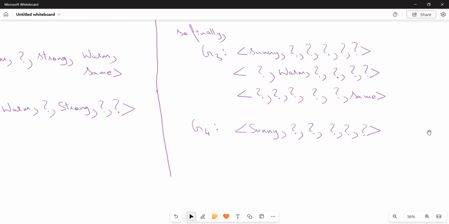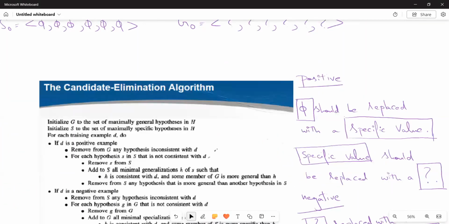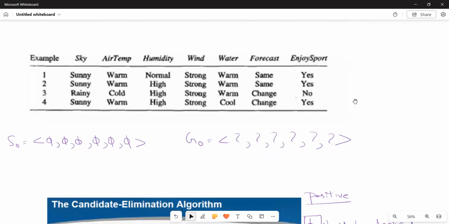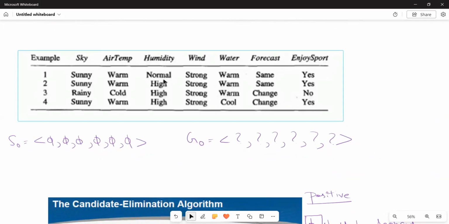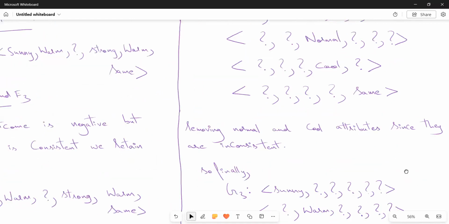Coming to Warm, how does this work? You will check with the first one, question mark, Warm, question mark: consistent, yes, consistent. Then your second one, yes, your hypothesis is consistent and your outcome is also consistent. Your third one, your hypothesis is inconsistent and your outcome is also inconsistent, so it is fine. Your fourth one, yes, your hypothesis is consistent and your outcome is also consistent. So we are retaining Warm.